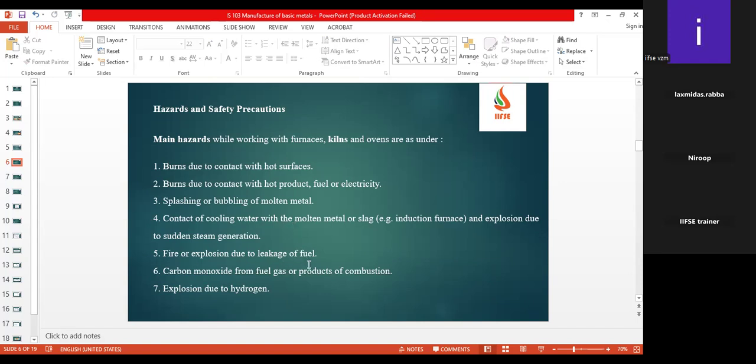Then fire and explosion due to leakage of fuels. Sometimes fuel leakage can cause an explosion and fire. Then carbon monoxide from the fuel gas, also a product of combustion. Then explosion due to hydrogen, which occurs due to leakage of water or contact with hot metal.